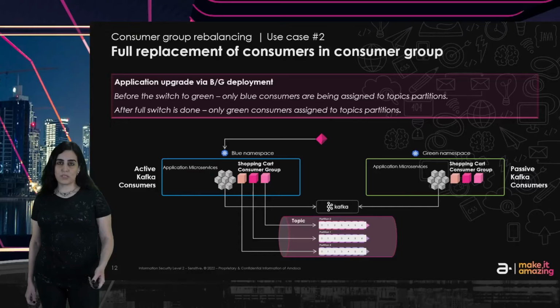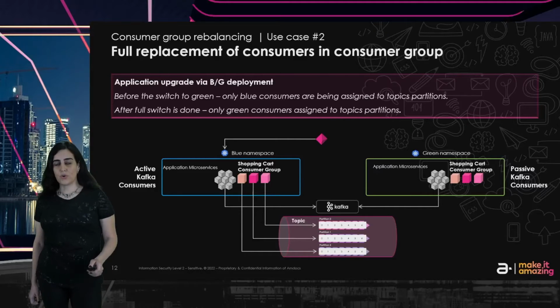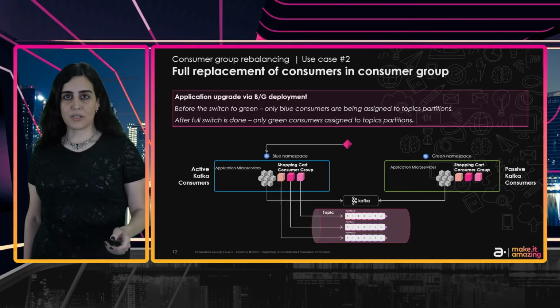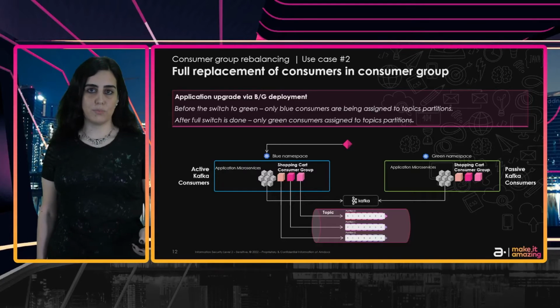But we connect to the same backend services of production, so to the same Kafka cluster and the same Kafka topic. Here it's important that before we do the switch, only the blue consumers are the active Kafka consumers. You can see that all the partitions are assigned only to the blue members.